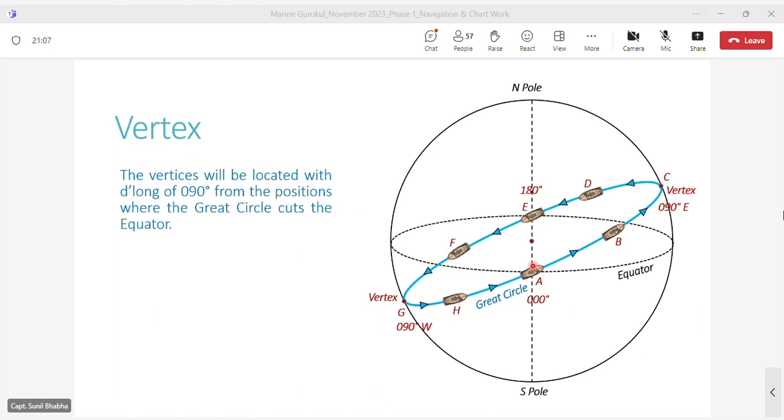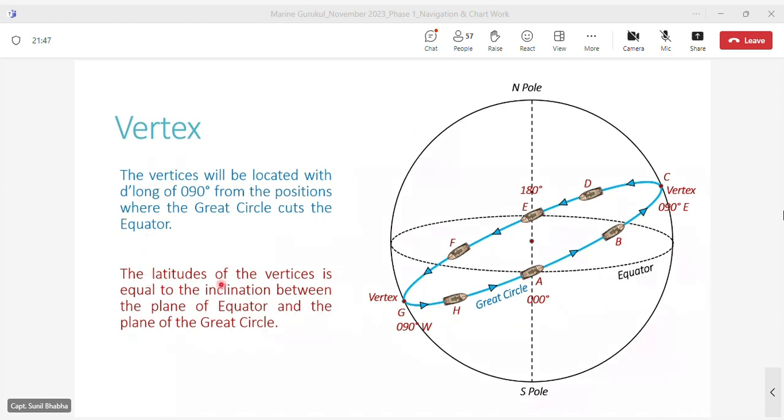The vertices are located exactly midway between the equator crossing points. So vertex Charlie is located exactly midway between Greenwich and 180, which is 090 degrees east. Likewise, the vertex Golf is located exactly midway between the Greenwich meridian and the 180 meridian, and this is at 090 degrees west. This is explained in the point. Vertices will be located with a difference of longitude of 090 degrees from the positions where the great circle track cuts the equator.